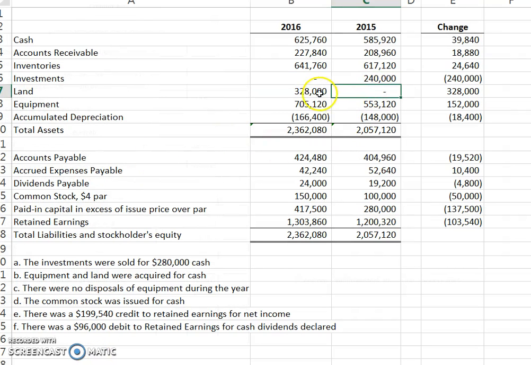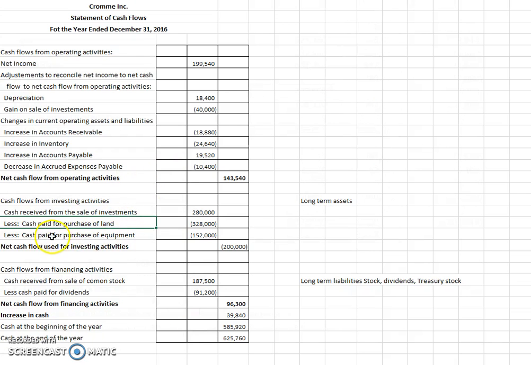So I went from having none to having 328. So I need to find out whether or not I paid cash for that. Well, it says that equipment and land were required for cash, so I can assume that I used $328,000 worth of my cash to purchase that land. So I would put cash paid for purchase of the land, $328,000.